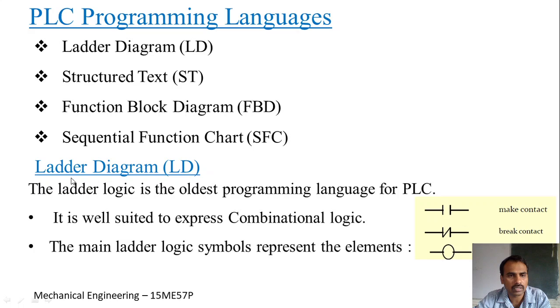So let's see what a ladder diagram is. It has some basic components. You can see the basic elements or symbols of the ladder diagram: this symbol indicates the make contact, a break contact, and this is an output element. The ladder diagram is also called a relay logic program, as it is similar to relay programming. You are going to see this in detail in the ladder programming session.